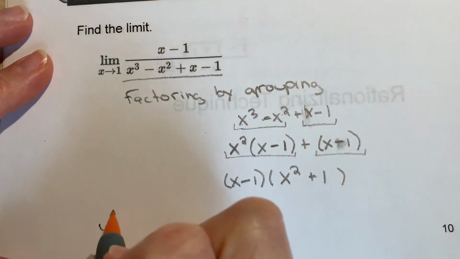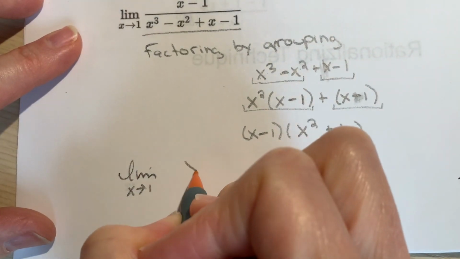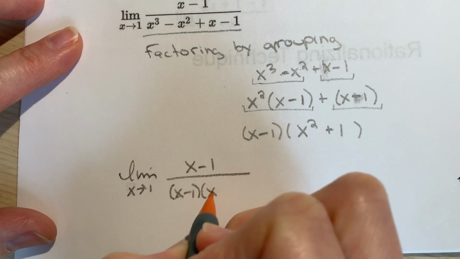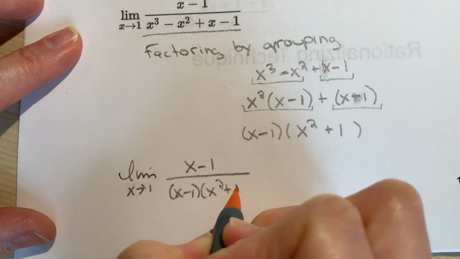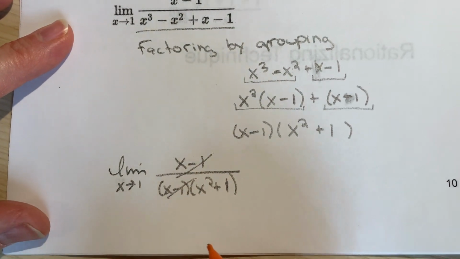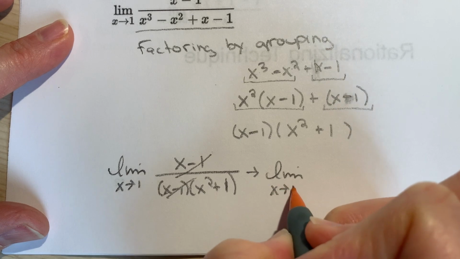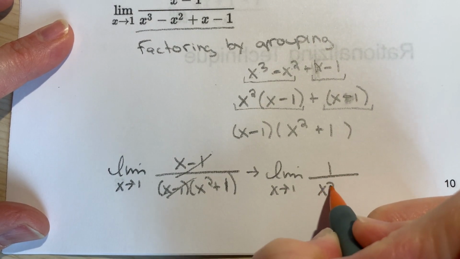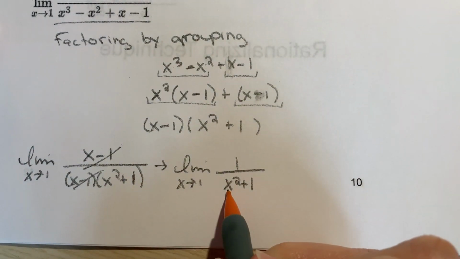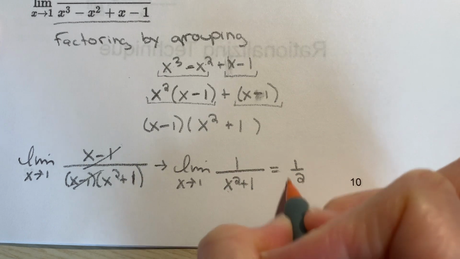Okay, so now let's see what our limit is. Limit as x approaches 1 of x minus 1 over x minus 1 times the quantity x squared plus 1. X minus 1 divided by x minus 1, 1 out. So now I have the limit as x approaches 1 of 1 over x squared plus 1. Now I can do direct substitution, replace the x with a 1, and I get 1/2.